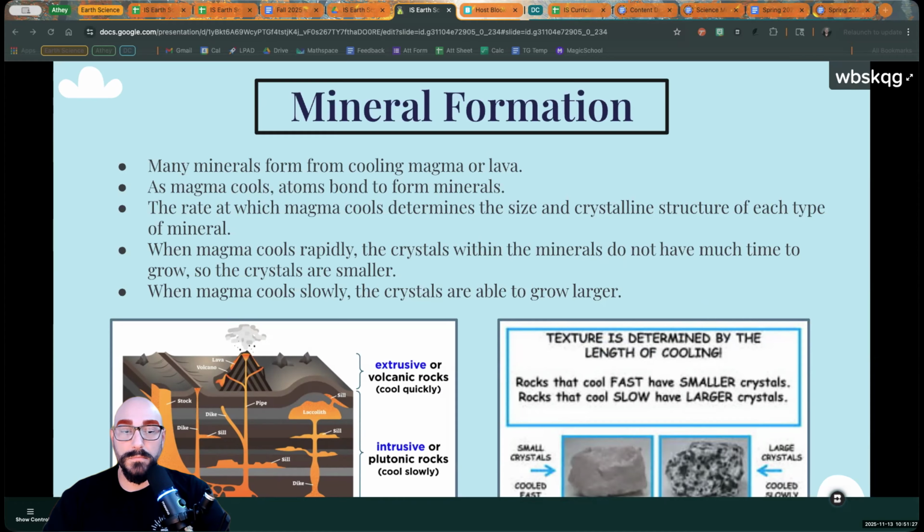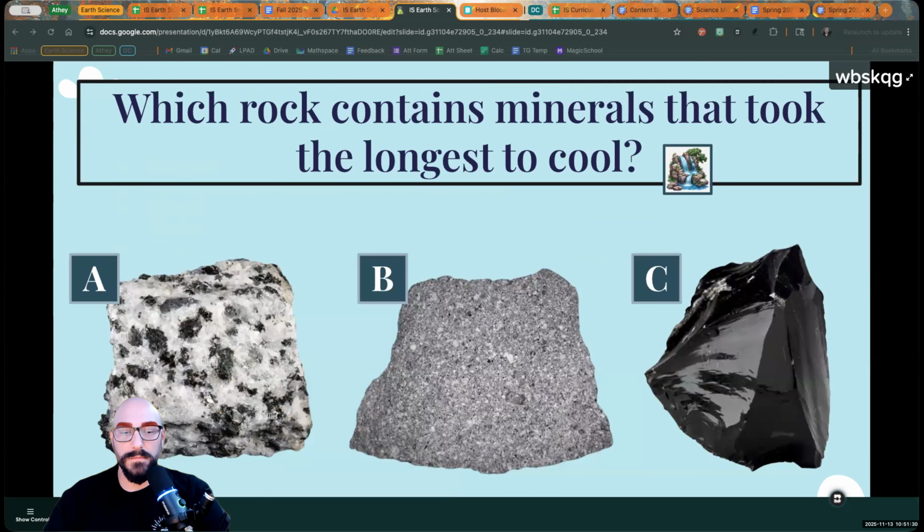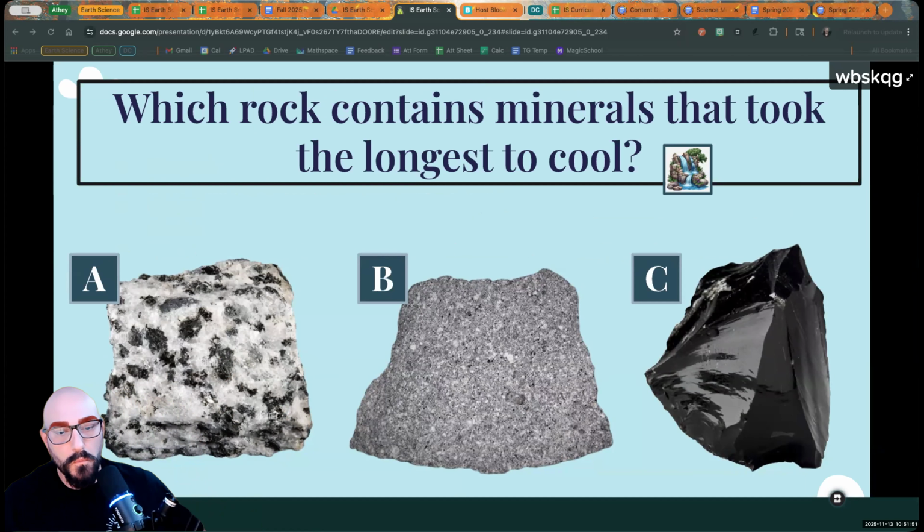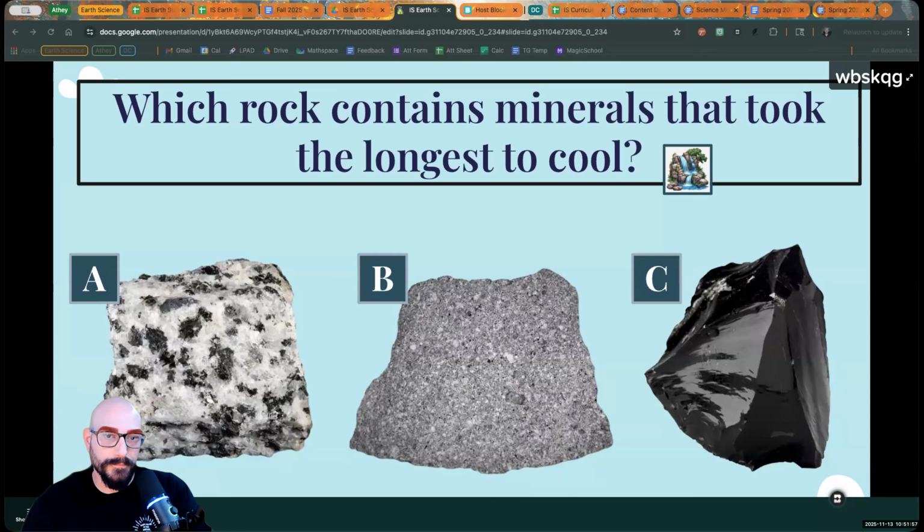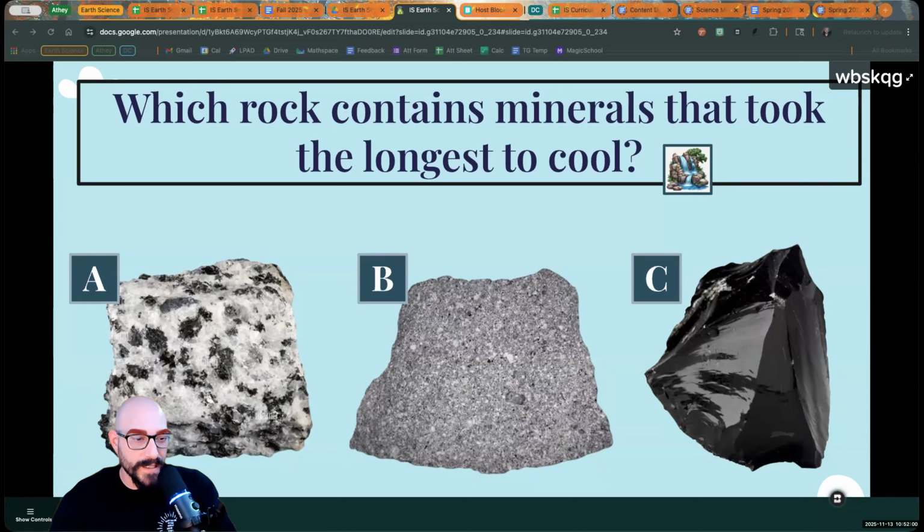So, what about these guys here? Which of these rocks contain minerals that took the longest to cool? Yes, that is obsidian on the right. It's granite on the left and a different type of granite in the middle.